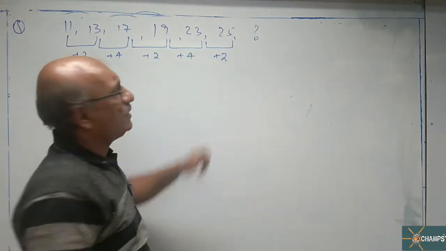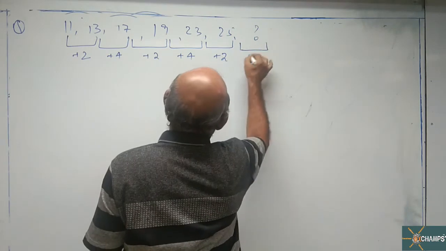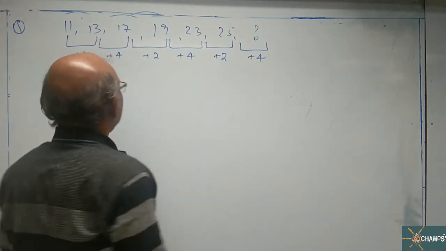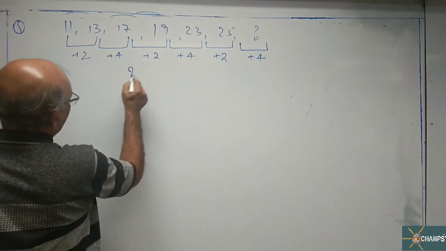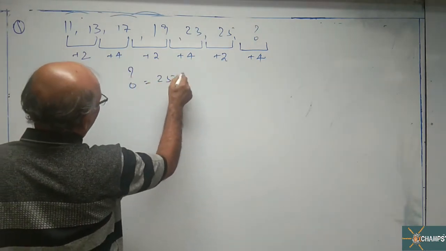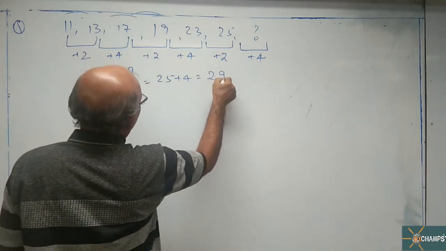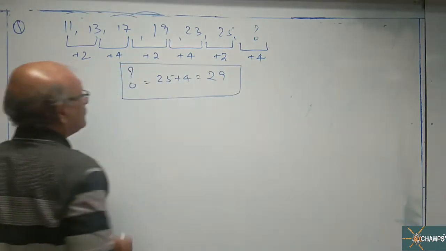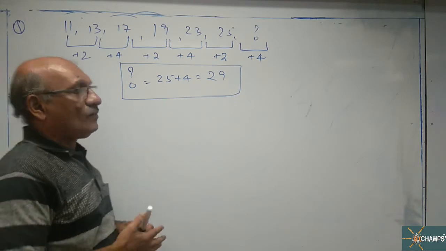Plus 2 is added here. Then what should I add here? Plus 4. So question mark is equal to 25 plus 4, 29. That missing figure is 29. Okay.